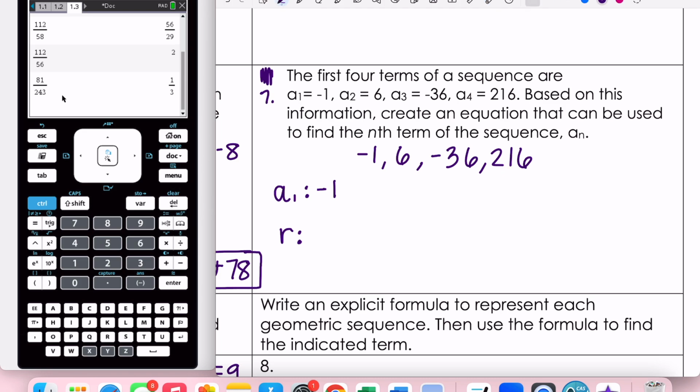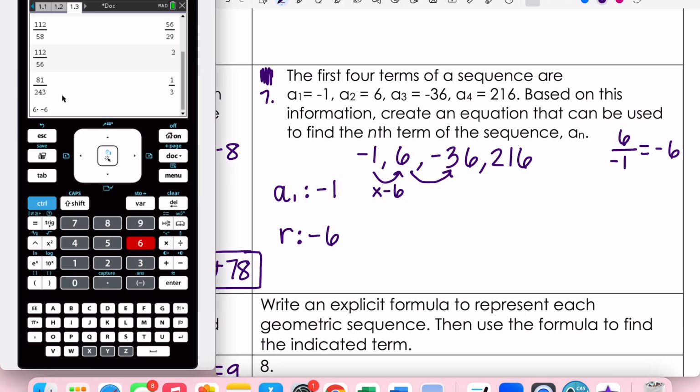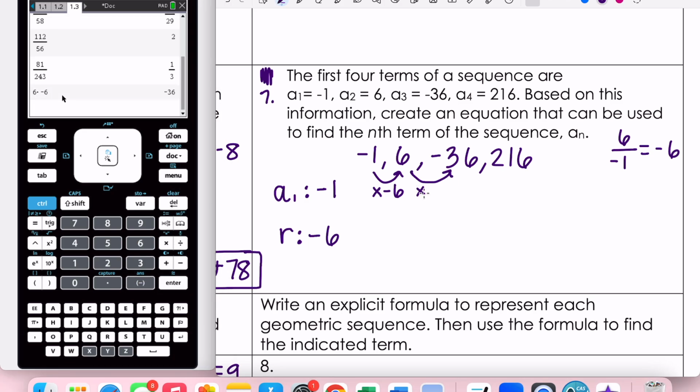But again, to find your common ratio, we're going to take the second term of our sequence, 6, and divide it by the first term, -1. 6 divided by -1 is -6. So here, our common ratio is -6. What I am doing here is multiplying by -6. So to get to my next term, 6 to -36, if I take 6 and multiply that by -6, I end up with -36. So I did indeed multiply by -6 here.